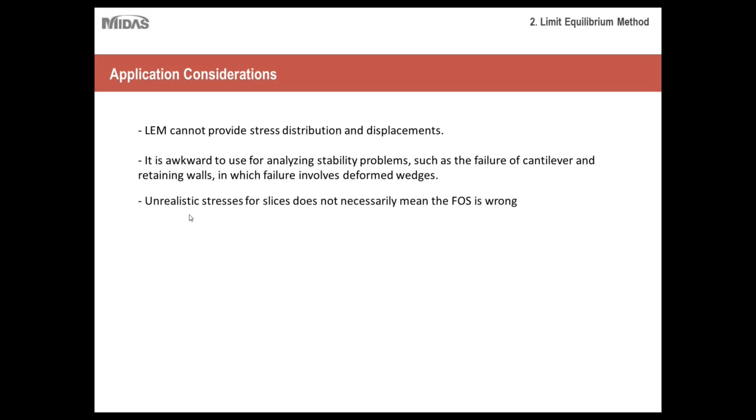So unrealistic stresses for slices does not necessarily mean the factor of safety is wrong. This is something I discussed earlier. Just keep in mind that if you seem to get erroneously high or low forces acting on your slices, those correspond to certain assumptions that are made for that slip surface, or for that certain portion of the slope, and it doesn't necessarily mean that those are the actual forces acting on the slope, and it doesn't mean that your factor of safety is wrong.